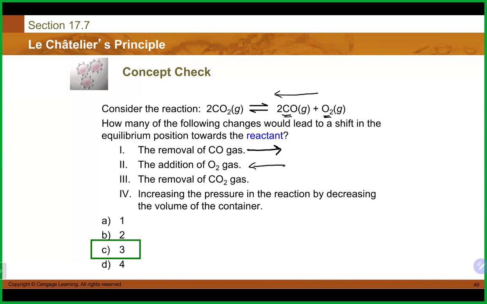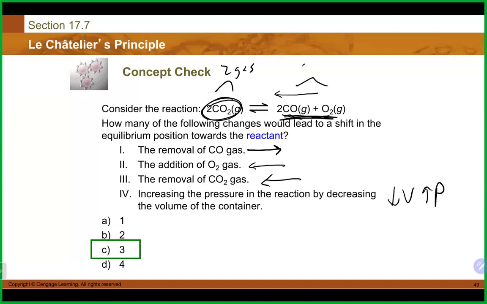If we removed CO2, removing CO2 will cause us to once again have more products. More products will cause the reverse reaction to occur, and it will go towards our reactant side, so that will also do it. And if I increase the pressure here by decreasing the volume, my volume went down, my pressure went up. This is 2 gas molecules. This is 3 gas molecules. So remember, small volume, small gas molecules, that should cause the equilibrium to shift to the left. So it's basically these 3 things here will all cause the equilibrium to shift to the left.